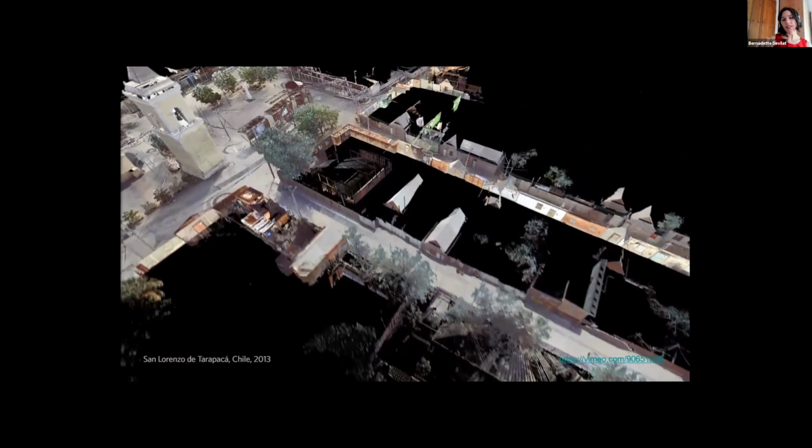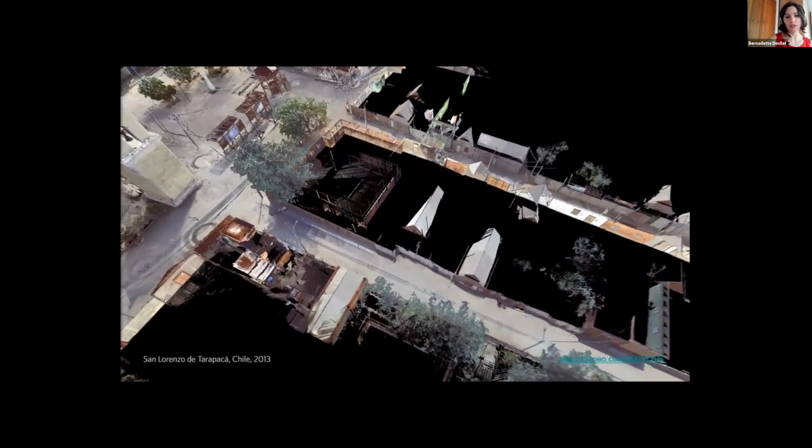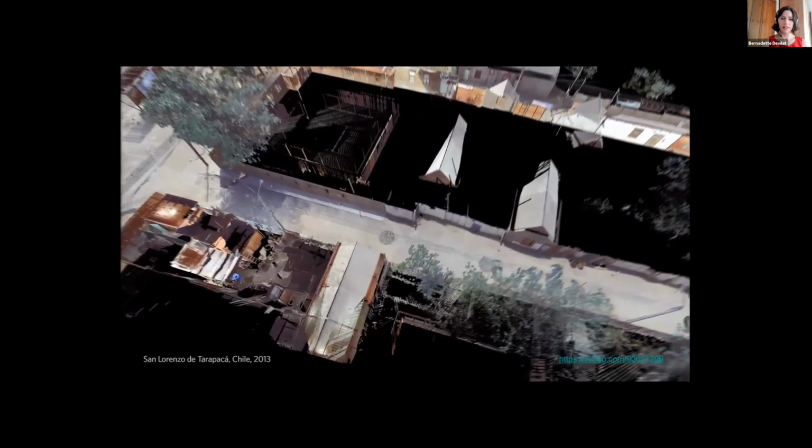So probably here you see the video kind of cut every couple of minutes because of the refreshment rate of the Zoom. But if you want to have a little bit more quality of this video, you can follow the link in green. And here in Tarapacá, we're going to focus on this house here.